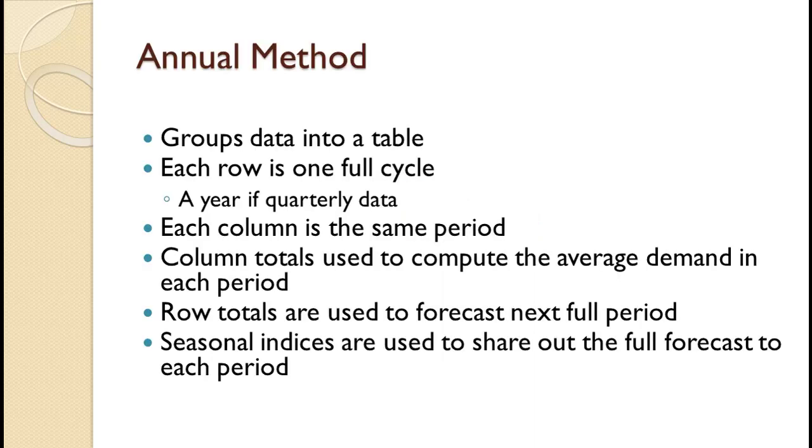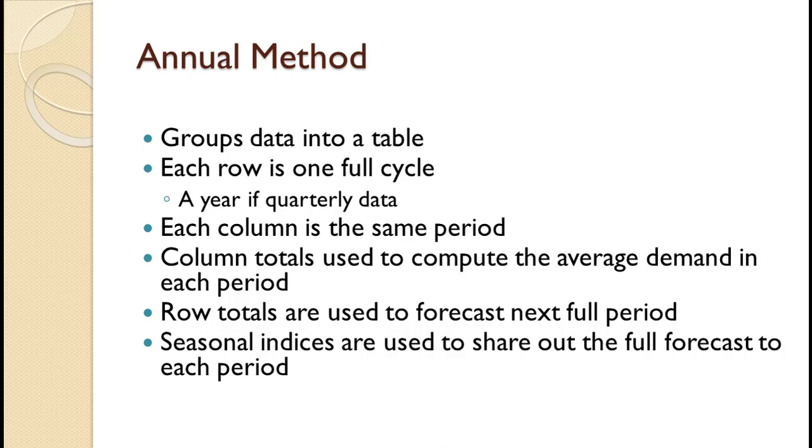The first method is one we will call the annual method, although that is somewhat of an oversimplification, as you will see. Basically, it groups all the data into a table. Each row of the table represents a full cycle. If we were talking about quarterly data, each row would be a year. For daily data, each row would be a week. For hourly data, each row would be a day. Since much forecasting deals with annual data, we call this the annual method.